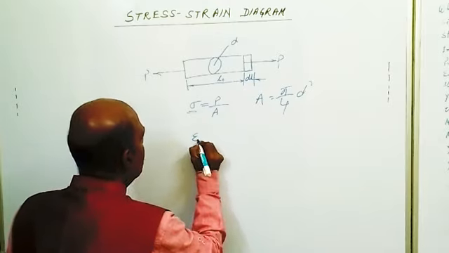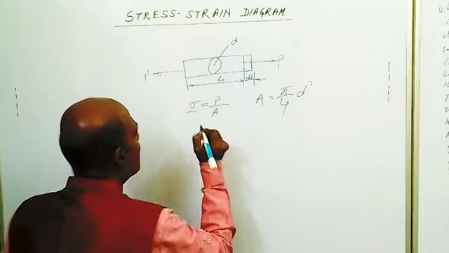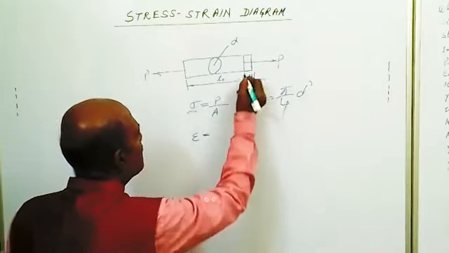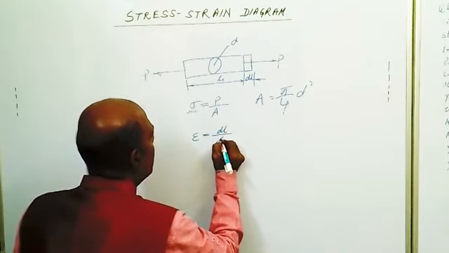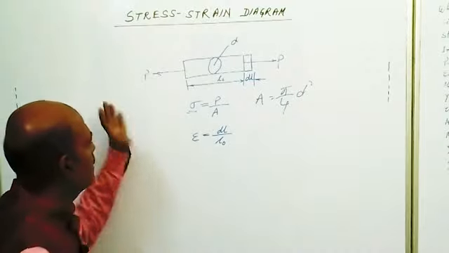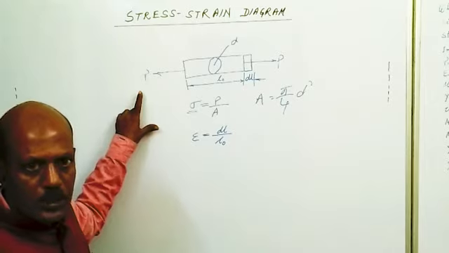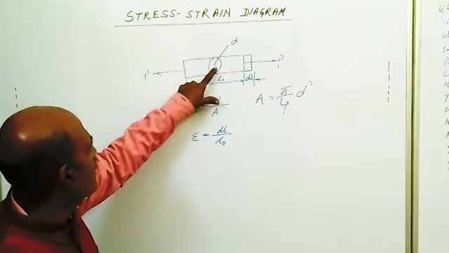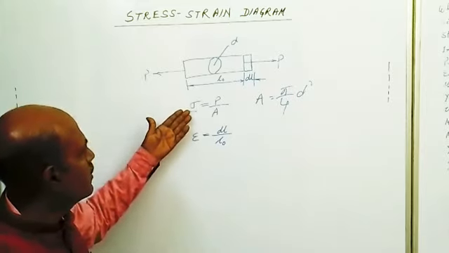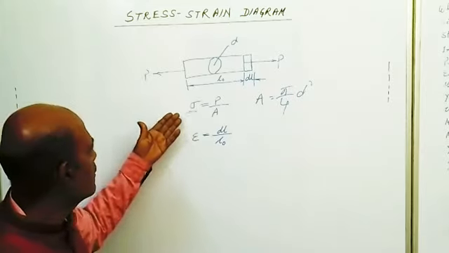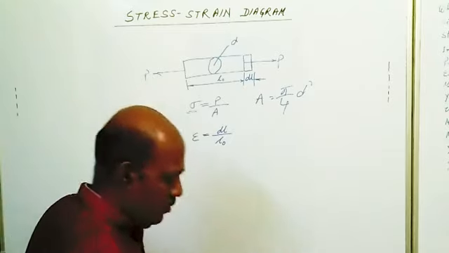Similarly, we can get strain. It is given by epsilon, the linear strain, which is the longitudinal change in length, that is dl, to the original length. So this is the engineering strain. Whenever a body is loaded with external load P, and the cross sectional area is A, we can easily calculate sigma and epsilon, meaning the stress developed in the bar as well as the strain.